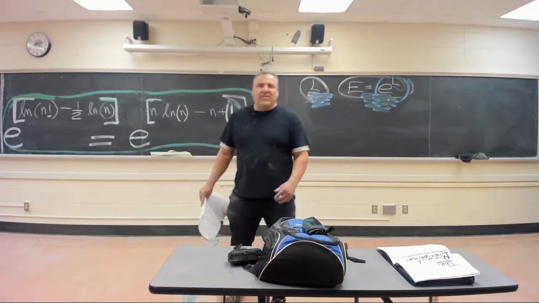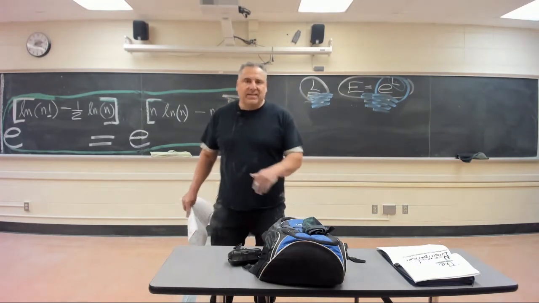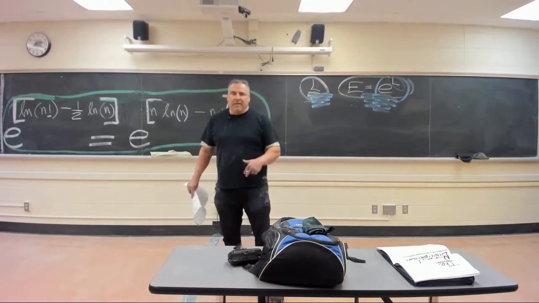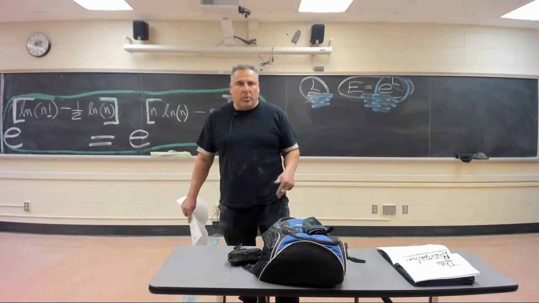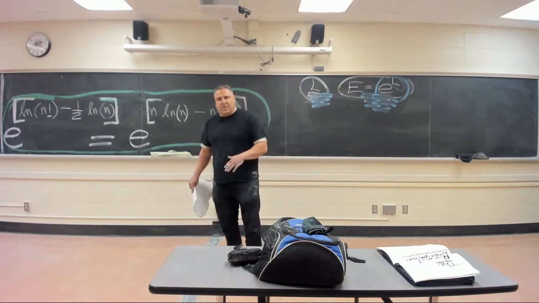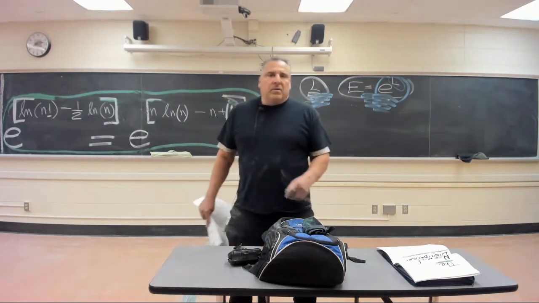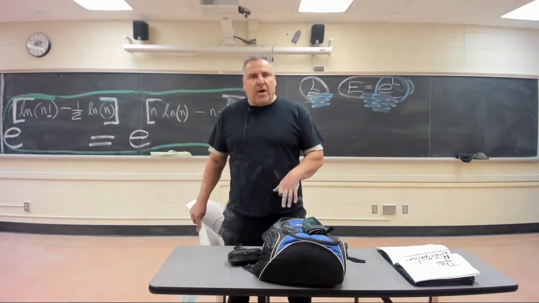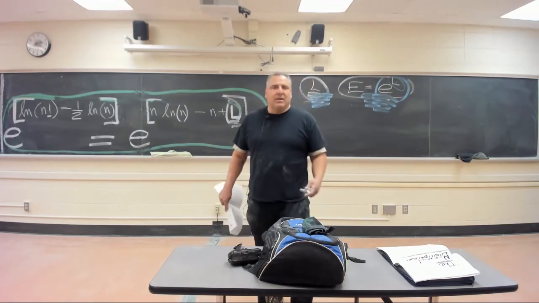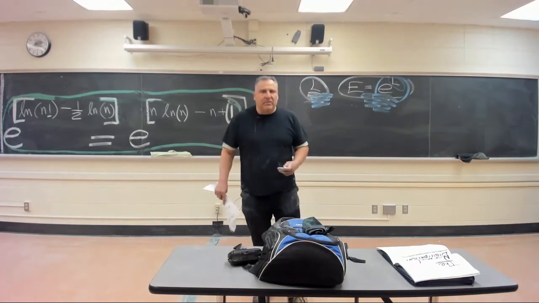If I start with x and go e to the x, and then take the natural logarithm of e to the x, I get back to x. If I start with x and go ln of x, and then exponentiate the logarithm, I get back to x. Take the logarithmic function, get an answer, and then exponentiate the logarithm, you get back to the original element in the domain. You get back to x.